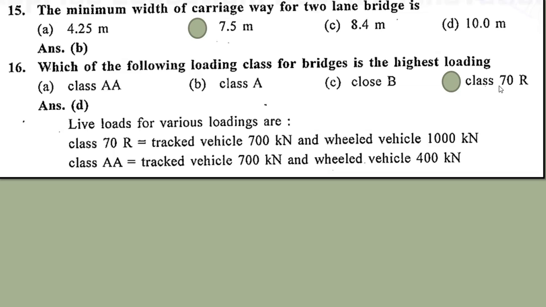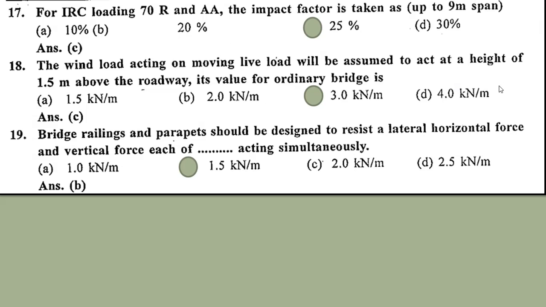For IRC, Indian Roads Congress, loading 70R and AA, the impact factor is taken as 25% for up to 9 meter span. If span of bridge is 9 meter, for IRC class 70R and class AA, the impact factor is taken as 25%. The wind load acting on moving live load will be assumed to act at a height of 1.5 meter above the roadway.